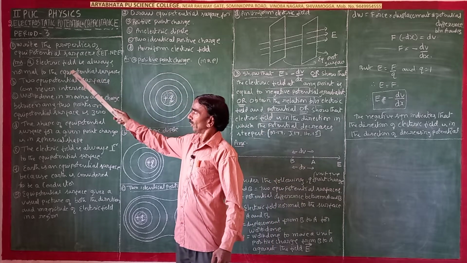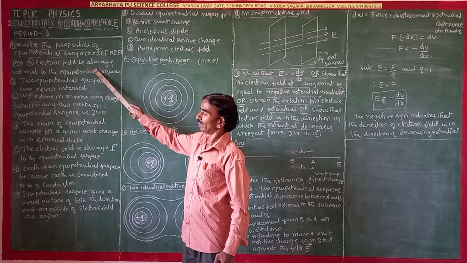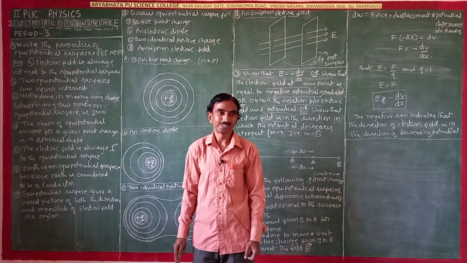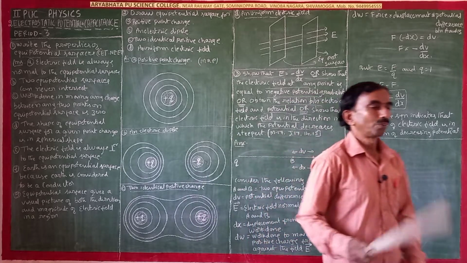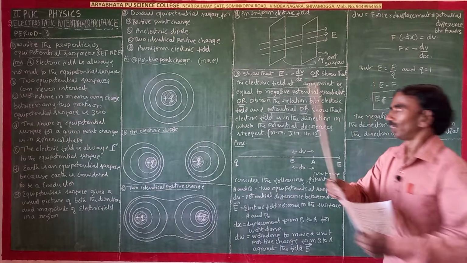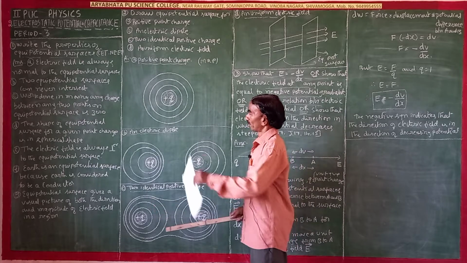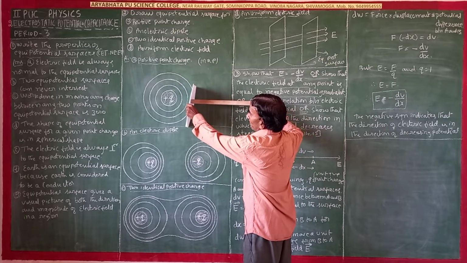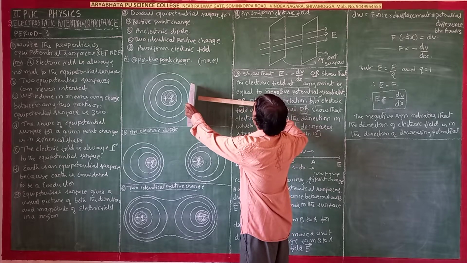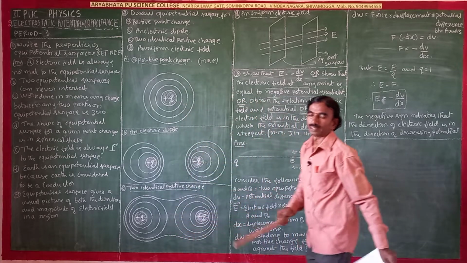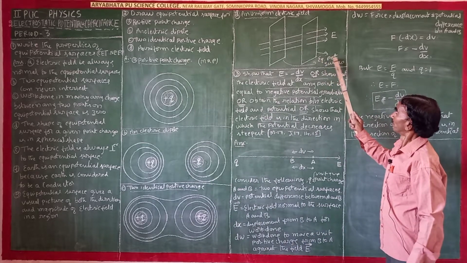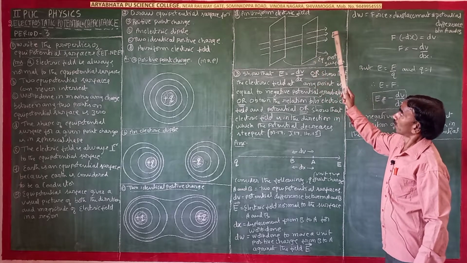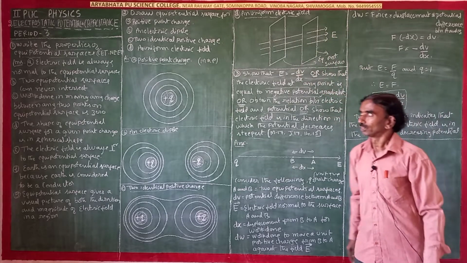First one, the electric field is always normal to the equipotential surface. Equipotential surface means it is a surface. This is an equipotential surface, and this is the electric field. It is always normal. Normal means it is 90 degrees, perpendicular to the equipotential surface. You see these equipotential surfaces, and the electric field is always normal to the surface. So, that is one.